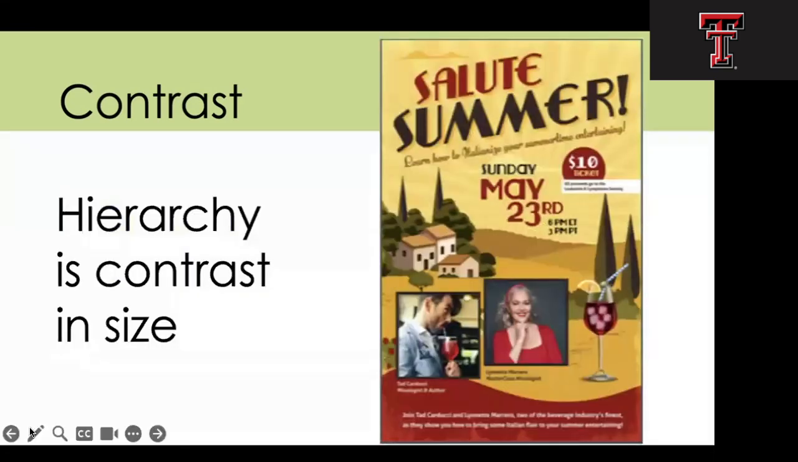This has a good example of contrast also, but it's not color necessarily. The hierarchy, and hierarchy is a word that I use a great deal because you've got to have a hierarchy in your design, because if everything is the same size, your audience will not know what to look at first. So in this instance here, we have a hierarchy that contrasts in size from everything else. Salute to Summer is bigger than everything else, and so you automatically look at that first. And so that is a good contrast.